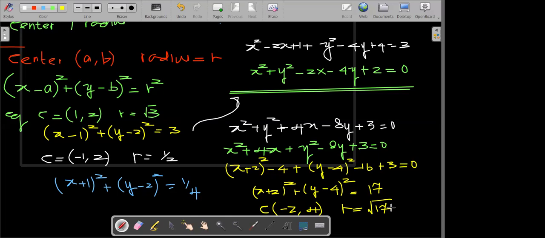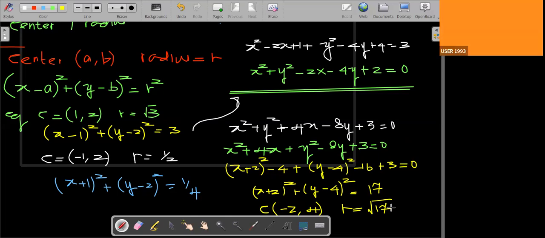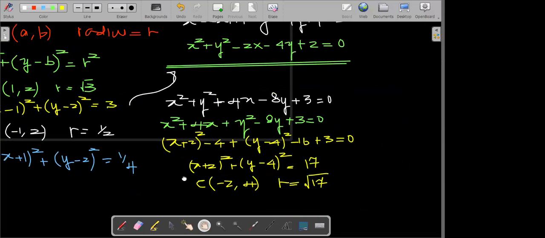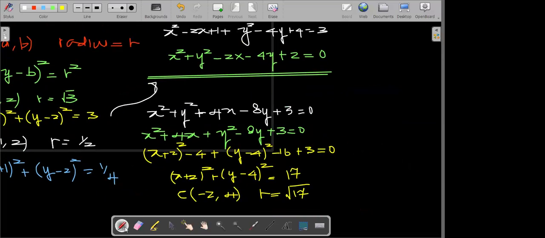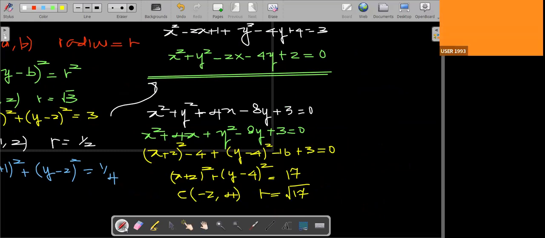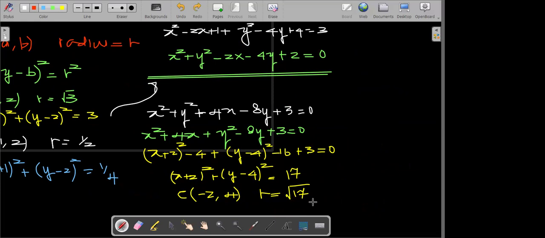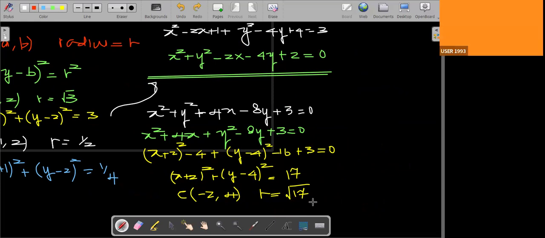Sir, could you explain the last part once again? Which part? After we got the plus 17, the very last step. The circle center. The center's coordinate is minus 2 comma 4, and the radius is root 17. Understood that part? Yes, understood.